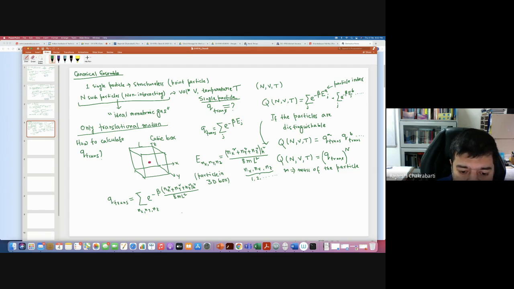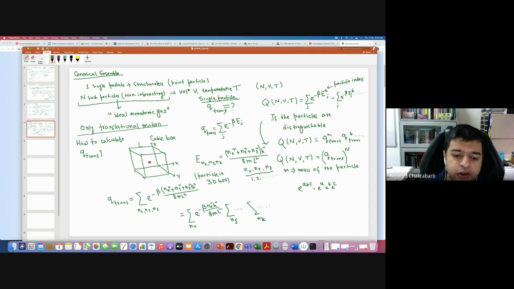So in the next step, I can say these are like dummy variables, nx, ny, nz. And you know that exponential of a plus b plus c is exponential of a into exponential of b into exponential of c anyway. So I can split this into 3, one more, same thing, one more, same thing. So I hope you follow what I'm doing. I'll do it again in the next slide.